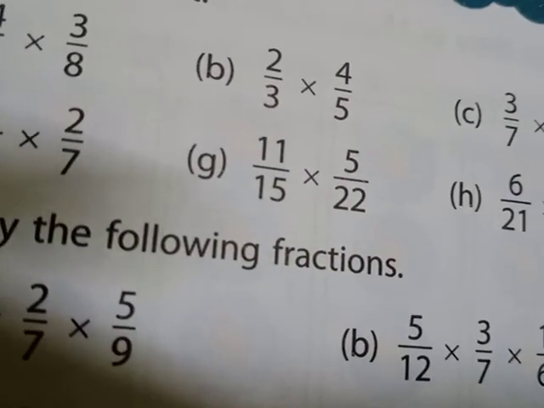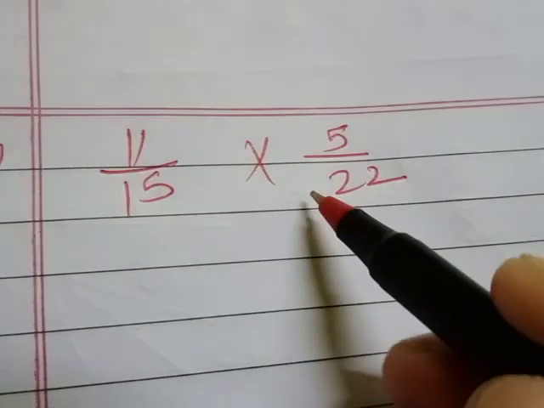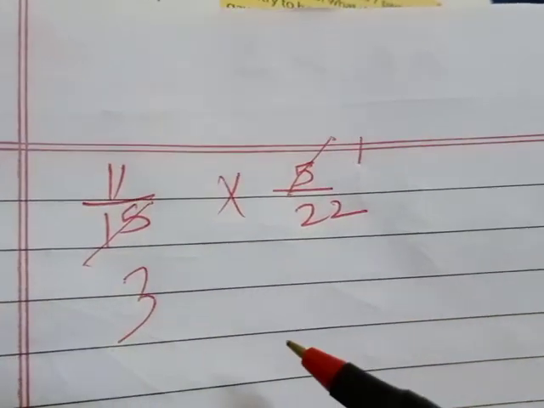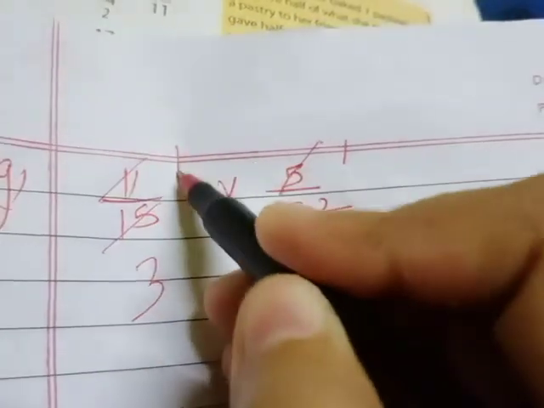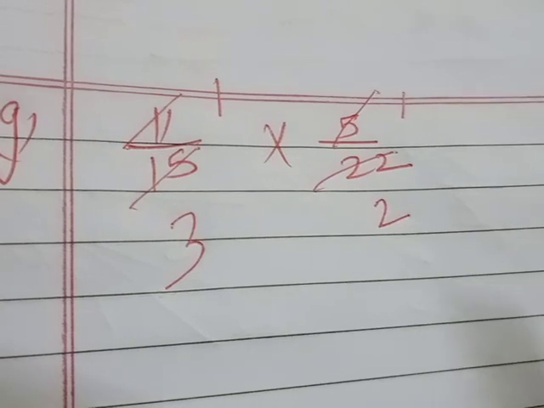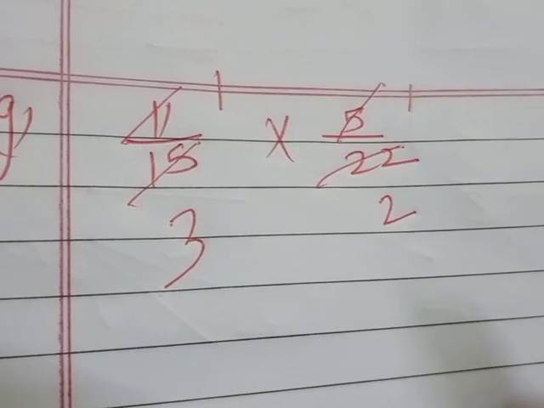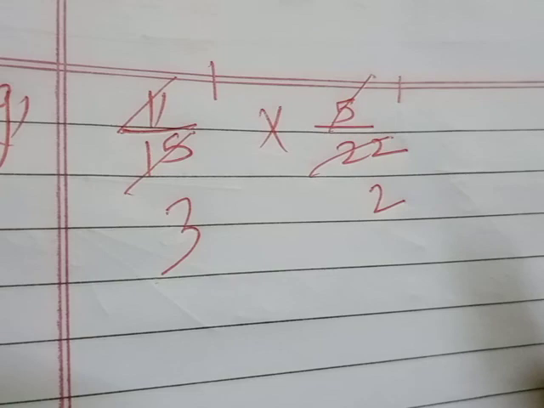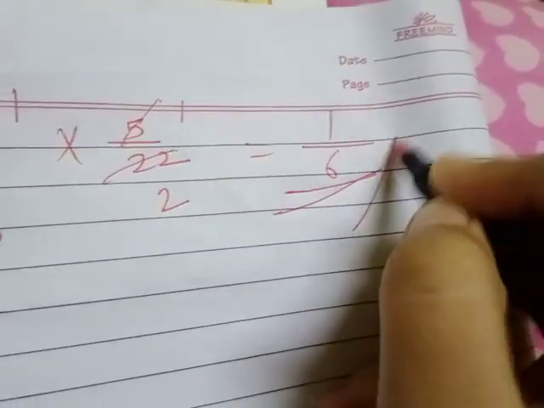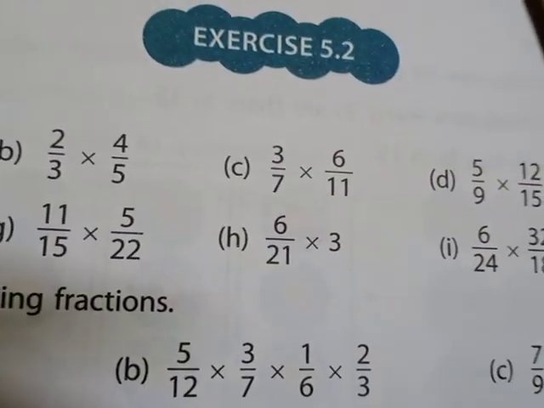11 upon 15 into 5 upon 22. Pay attention. So 5 1s are 5, 5 3s are 15. 11 1s are 11, 11 2s are 22. Simple it is, right? Only we need practice. If you practice more and more now, you will be very well able to solve the sums perfectly. 1 1s are 1, 3 2s are 6. The more you practice, the more perfect you will get in solutions.